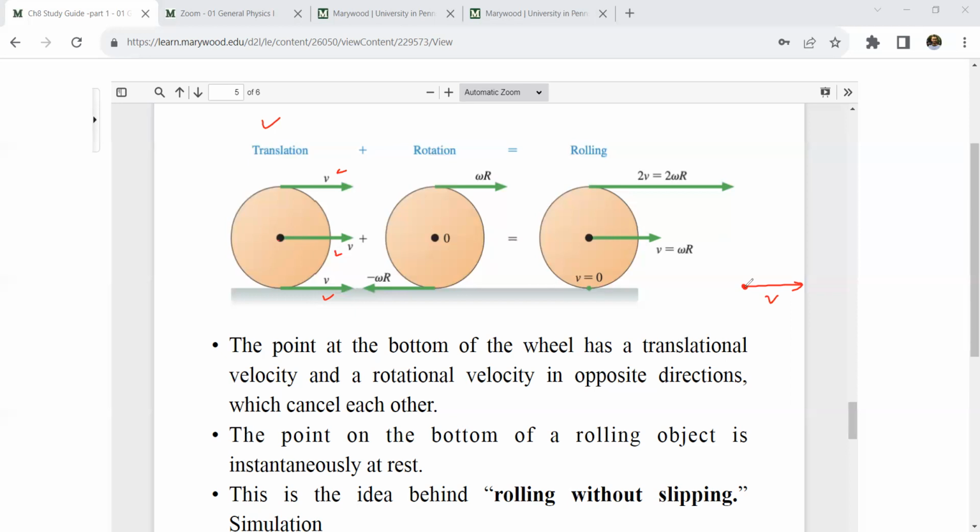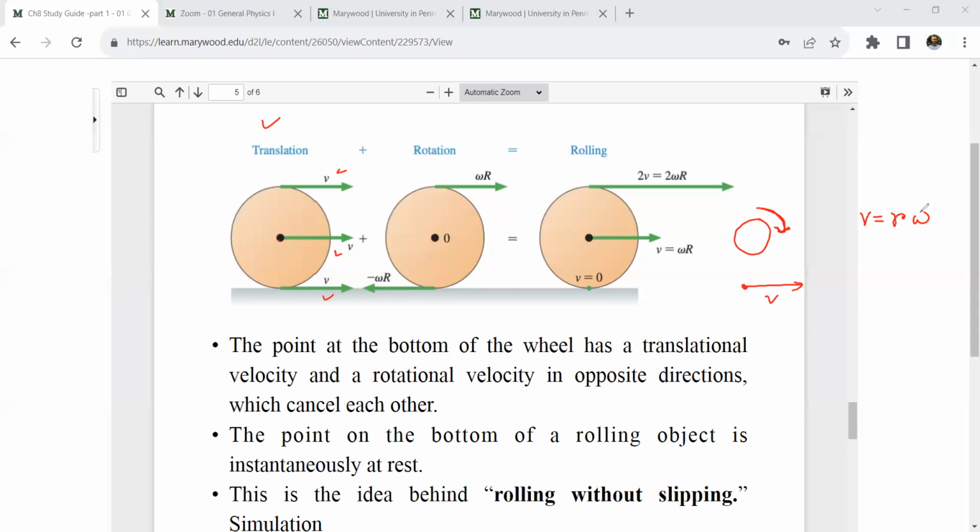Now in rotational motion, let's say the object is moving in a clockwise rotation. In clockwise rotation, the direction of the linear velocity will be something like this. Remember that linear velocity v relates to the angular velocity by this equation, right? v equal to r omega, where r is the radius.